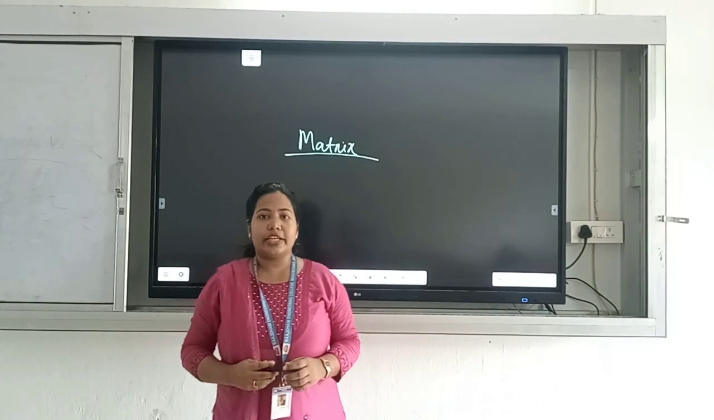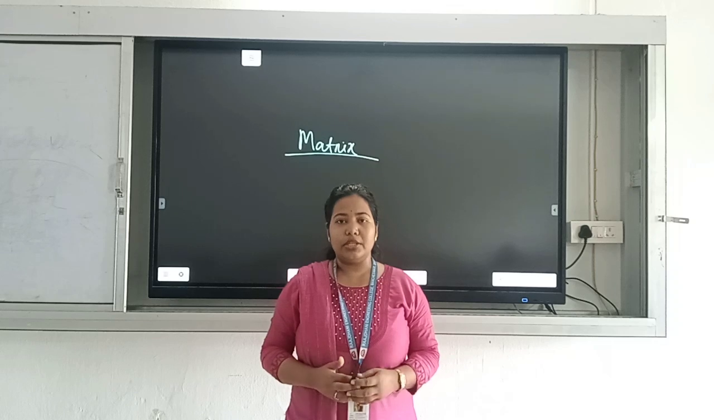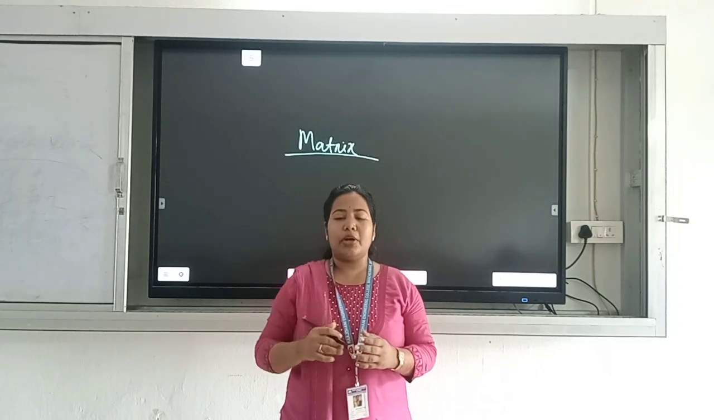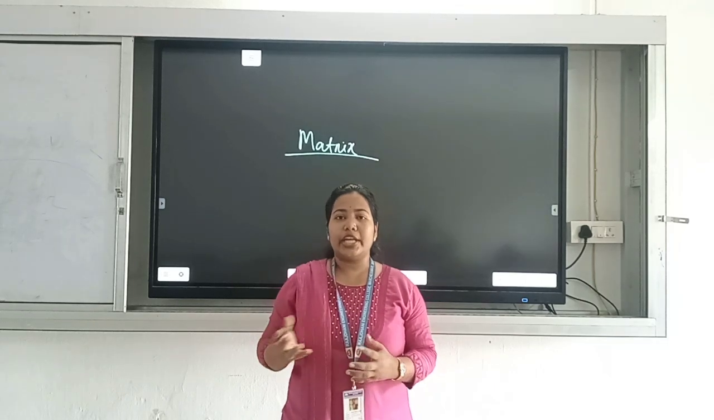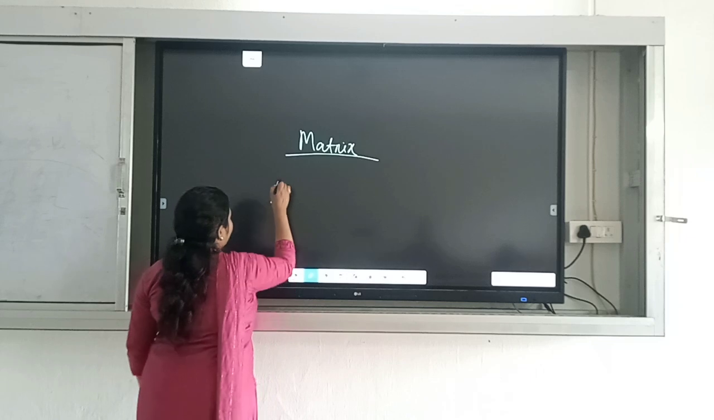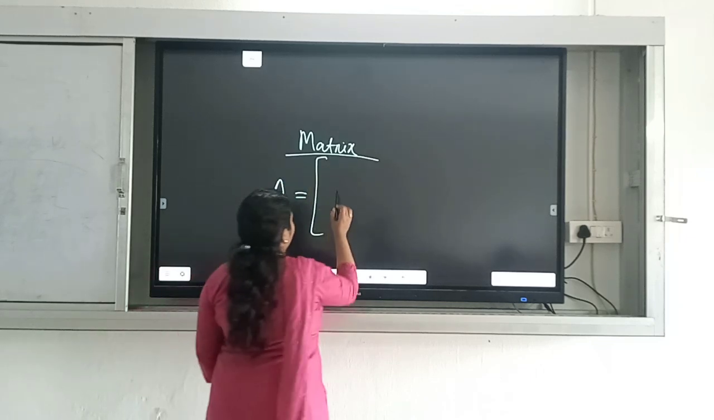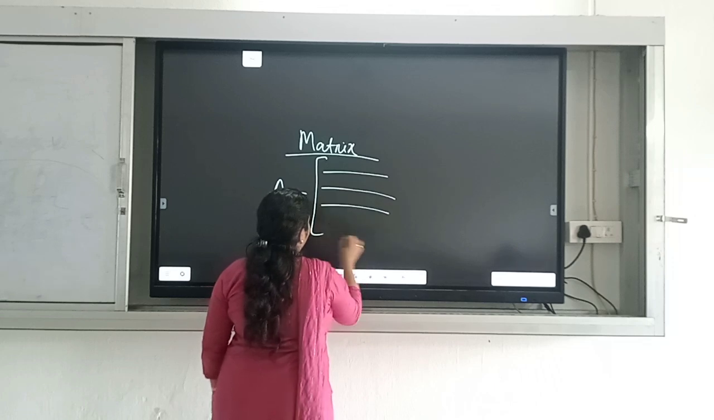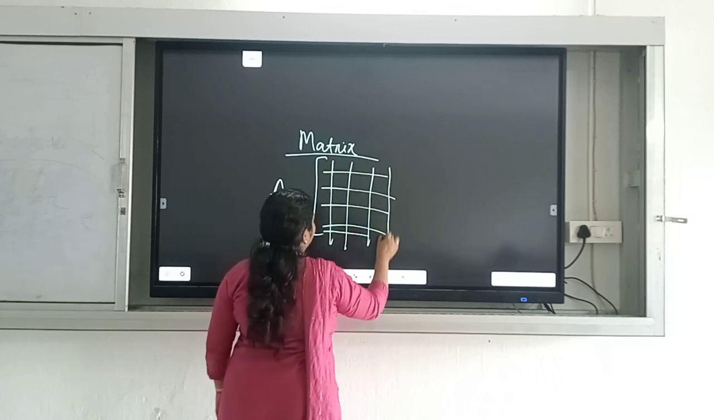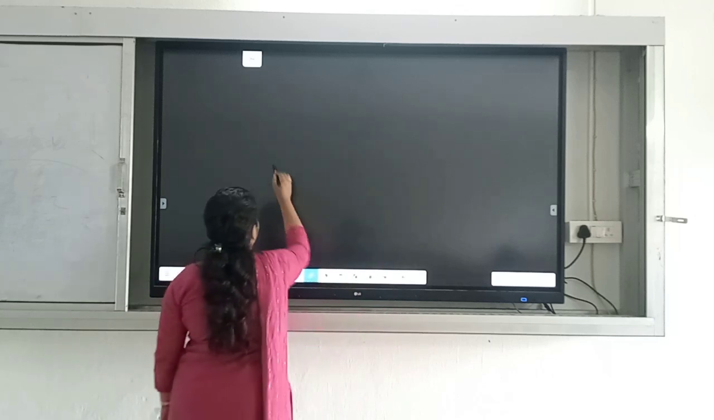So a matrix is a rectangular arrangement of numbers. Numbers can be complex or real numbers that can be written in horizontal and vertical ways. Like we can take an example of a matrix. A matrix is denoted by a capital letter. It is written as some rows, that is in horizontal ways, and some columns, that is in vertical ways. So let's take an example of it.